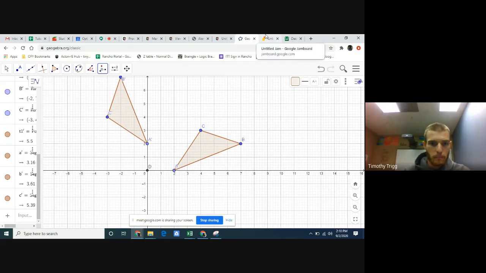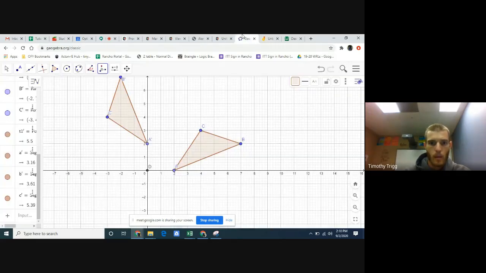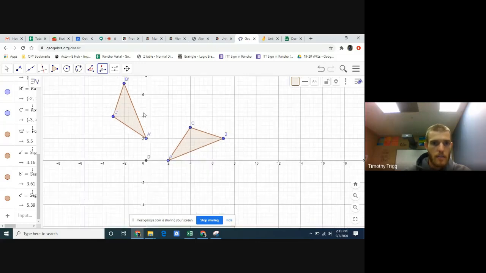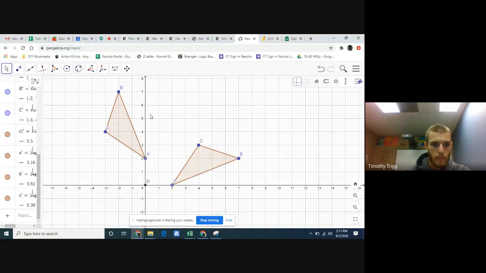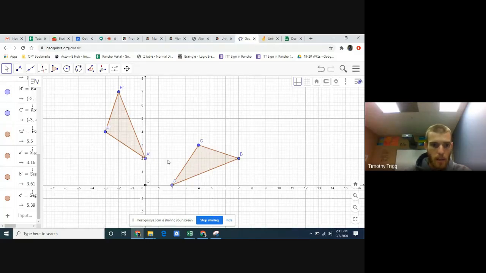Okay, let's take a look at our points. A went from 2, 0 to 0, 2. All right. I'm going to change these numbers. So A went from 2, 0 to 0, 2. Point B went from 7, 2 to negative 2, 7. Okay, so 7, 2 to negative 2, 7. And then point C went from 4, 3 to negative 3, 4.